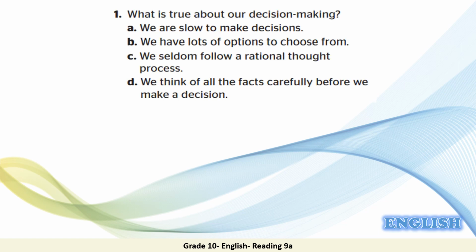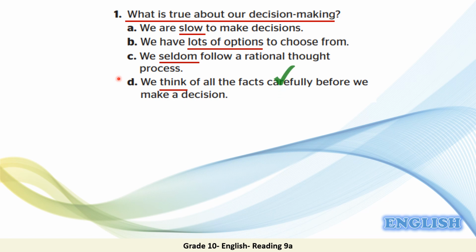Let's look at question 1. What is true about our decision making? We are slow to make decisions, or we have lots of options to choose from, or we seldom or rarely follow a rational thought process, or we think of all the facts carefully before we make a decision. I need you to pause the video, read through the text, and try to figure out the answer. Let's brainstorm the answer together.